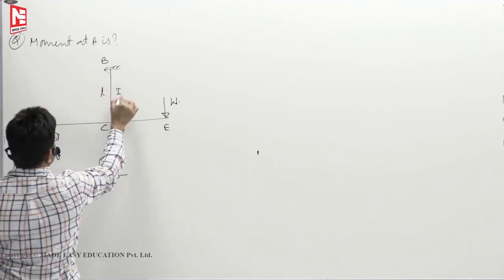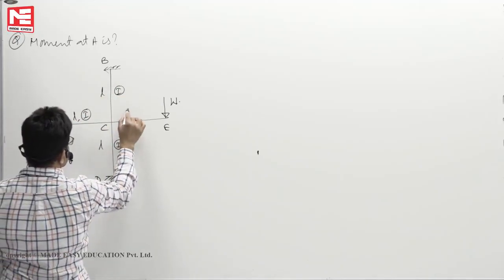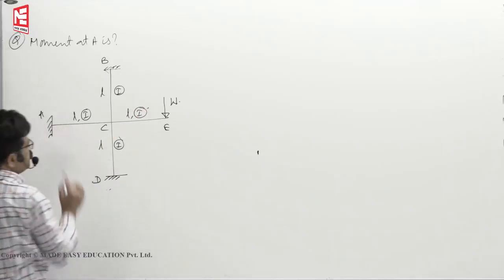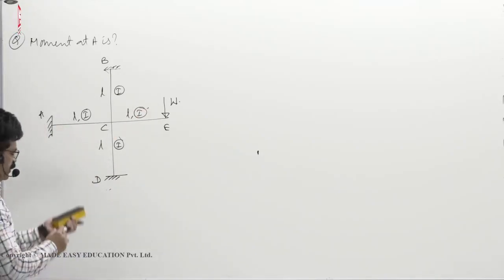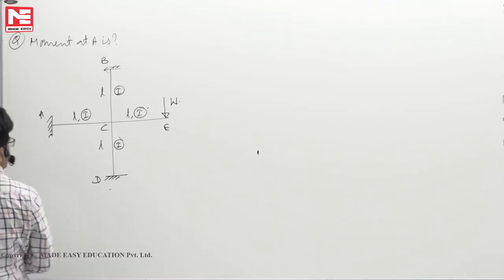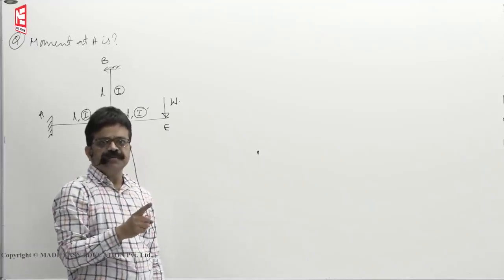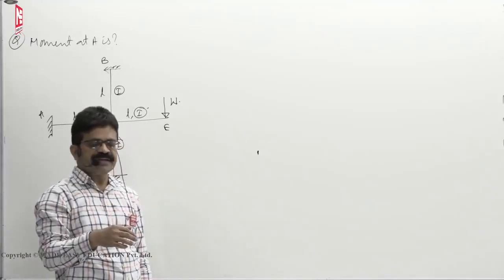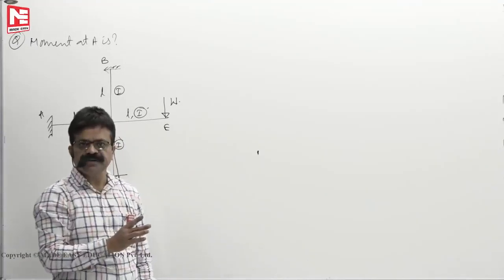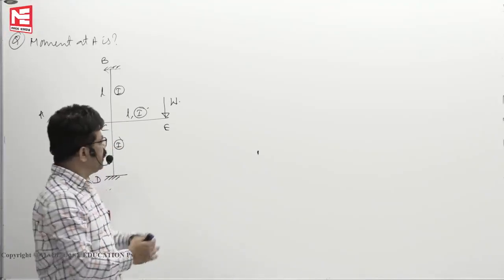All lengths are the same, flexural rigidity is the same. What is the moment at A? For this, first we will remove the overhang. Even in the moment distribution method, when you are dealing with overhangs, we remove them, because in the overhang, axial force, shear force and bending moment are everything known.